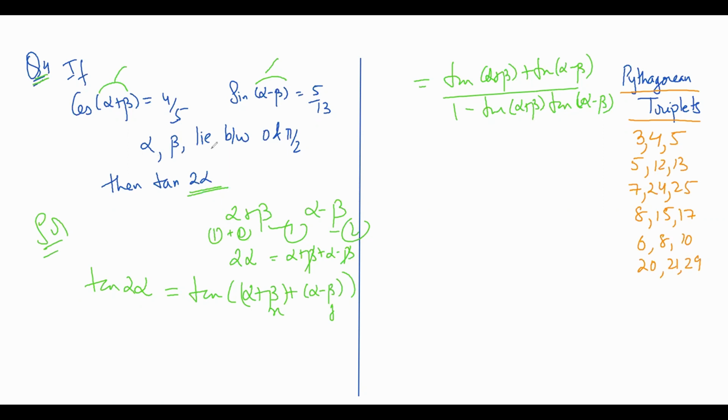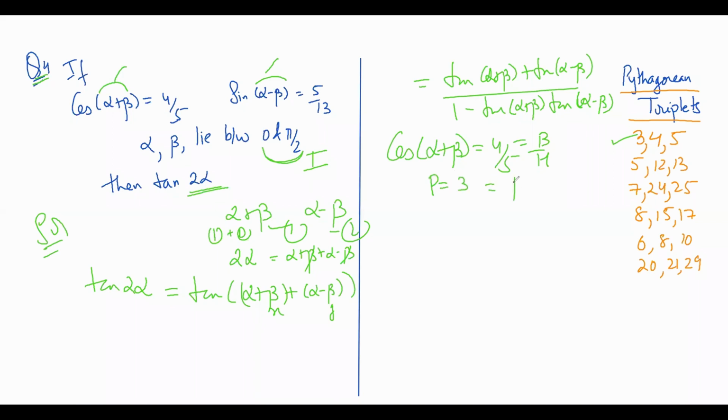Here, alpha and beta both lie between 0 and pi by 2. That means both are in the first quadrant. Okay, so that will make it easy to find the value of tan of alpha plus beta from cos, because you know that cos is base upon hypotenuse, and according to this Pythagorean triplet, my perpendicular comes out to be 3.